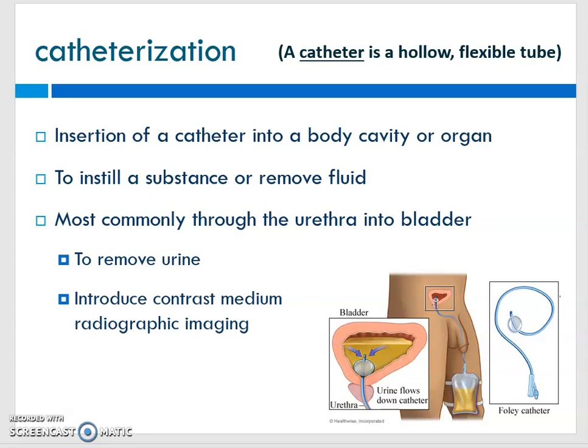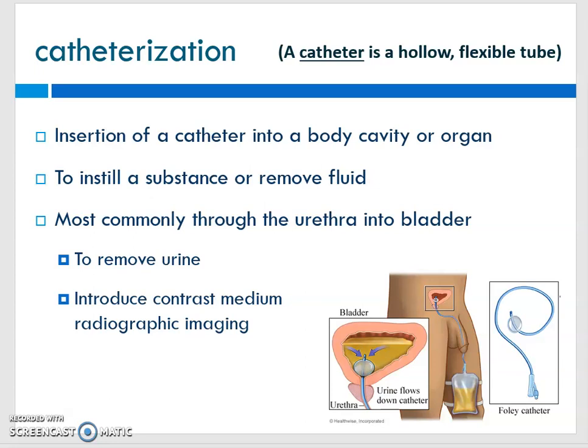First of all, we catheterize to remove substances, in this case, to remove urine. And other times we might be putting contrast medium into the bladder so that we can take a radiological image of it, an X-ray. So we're either taking fluid out or putting fluid in, and we're doing it by means of the catheter. What you see here is a classic urinary catheter.